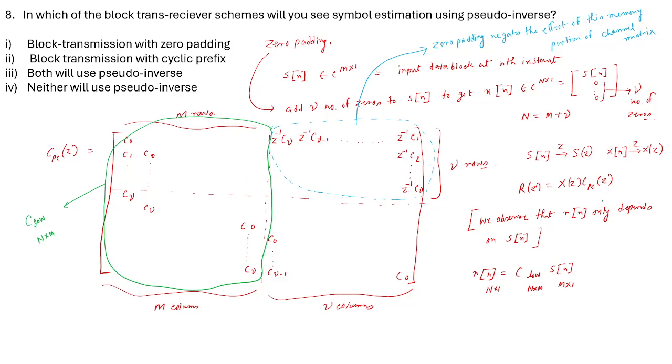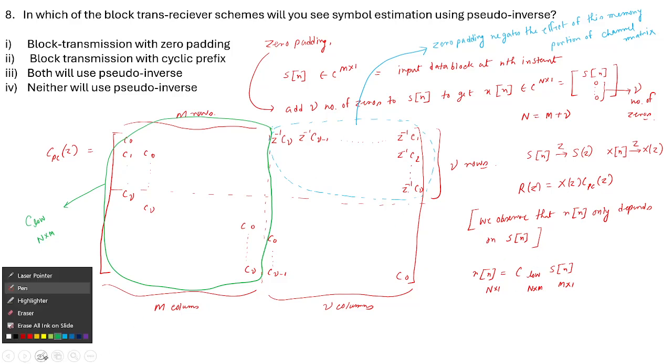So when you multiply the channel matrix with xn, since the last mu elements of xn are 0, it results equivalently in the product of C low with Sn. Let me write it in a correct manner, I guess.